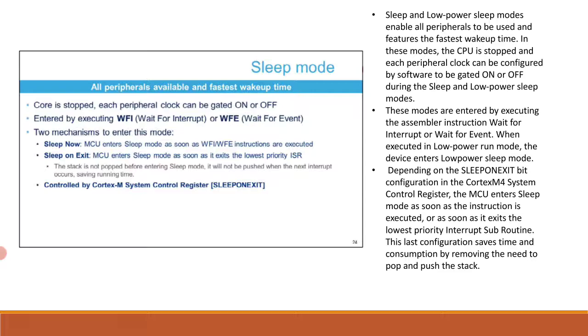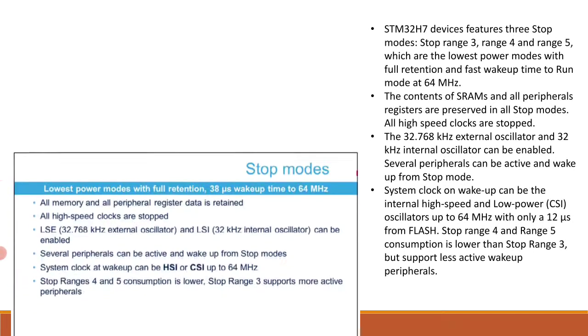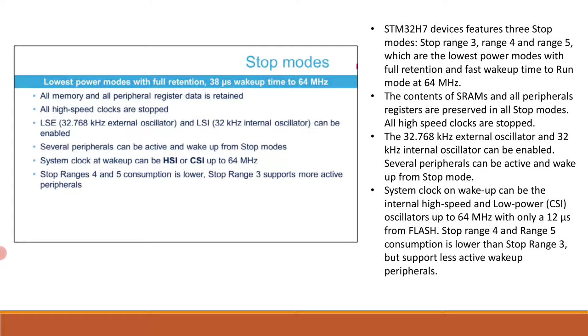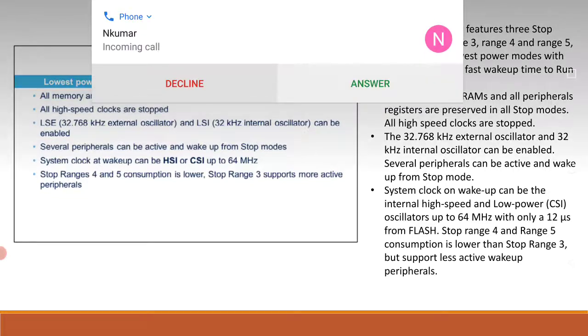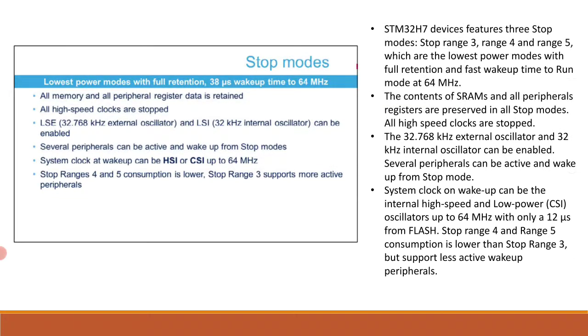Let's move on to the stop mode. STM32H7 devices feature 3 stop modes: stop range 3, range 4 and range 5, which are the low power modes with full retention and fast wake up time to run mode at 64 MHz. The contents of SRAM and all peripheral registers are preserved in all stop modes. All high-speed clocks are stopped. The 32.768 kHz external oscillator and 32 kHz internal oscillator can be enabled.